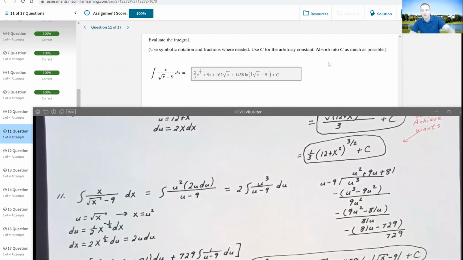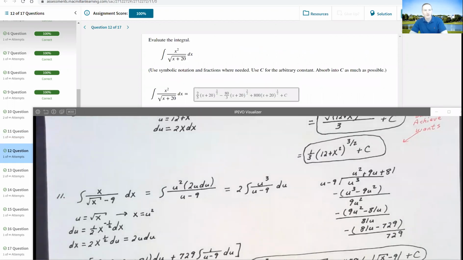If I go to the next one here, number 12, you'll see it gives me the integral of x squared over the square root of x plus 20.